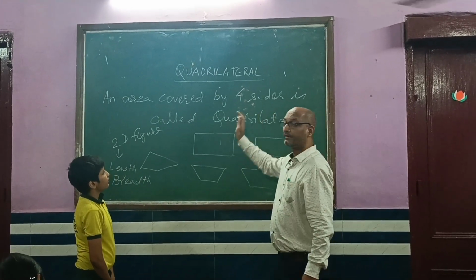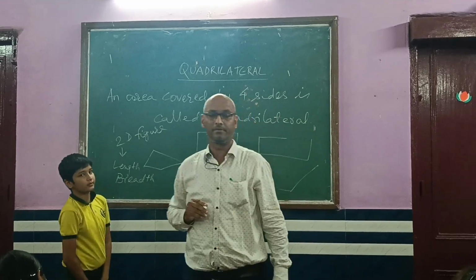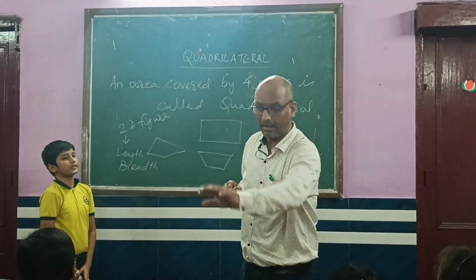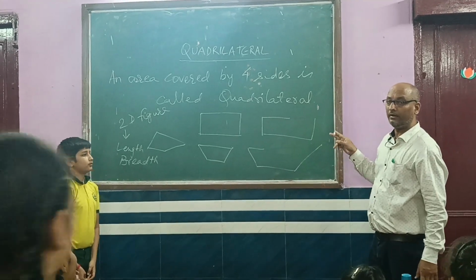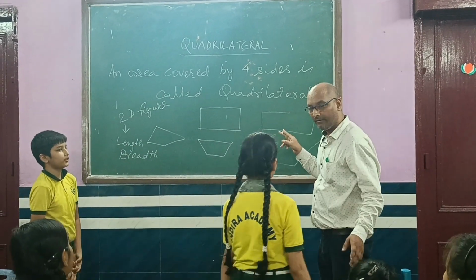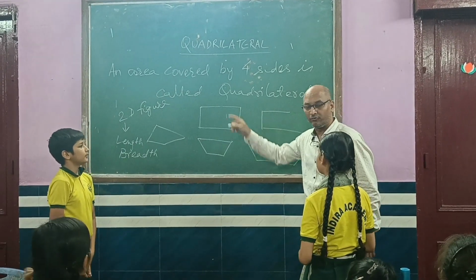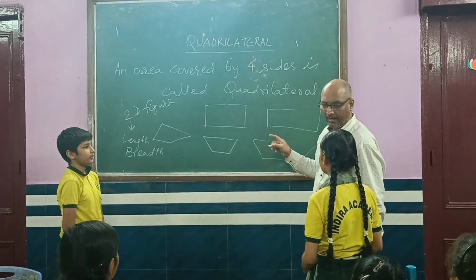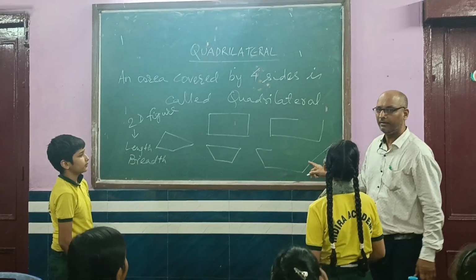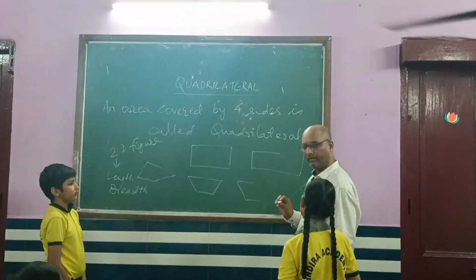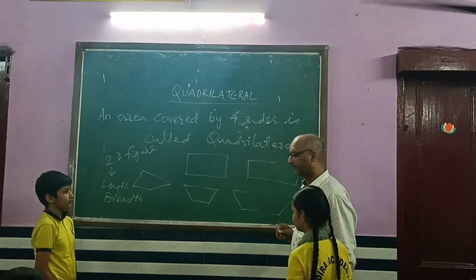Okay? Quadrilateral is what type of figure? 2D figure. Why is it a 2D figure? Because it has length and breadth. Both are there. Understood? Is that clear? Now you go to your places.